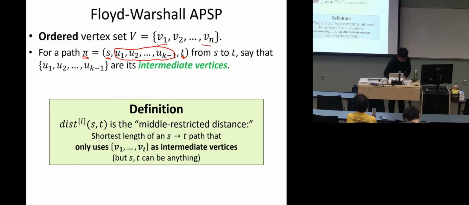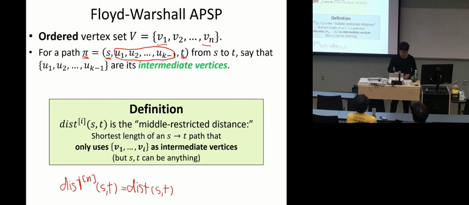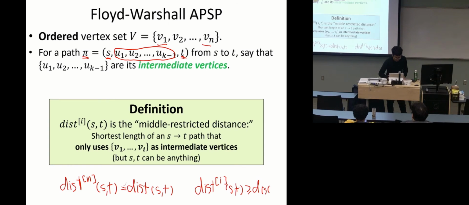Obviously, when i is n, this is the same as the real distance, because you allow using any vertex. But when i is less than n, this is a restriction, so it might not be the real distance. This I_ST is at least the distance ST.